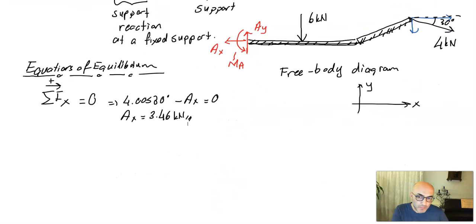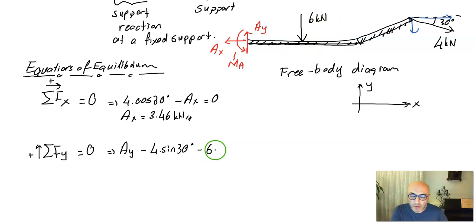And for the sum of the forces in the y direction, y being positive upward, equals 0, we will be having a positive Ay pointing upwards, that's why it's positive, minus 4 times sine 30 degree, and minus the 6 kilonewton here pointing downwards, so negative, is 0, and Ay is 8 kilonewton.